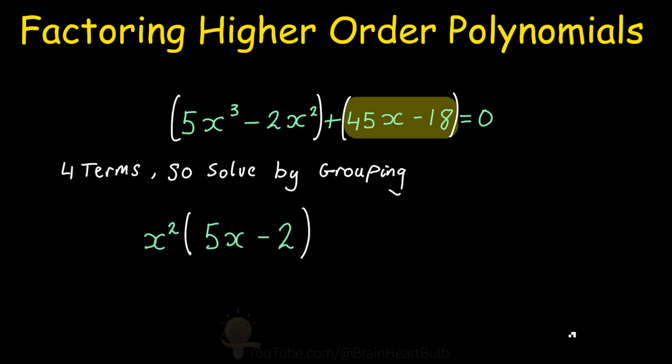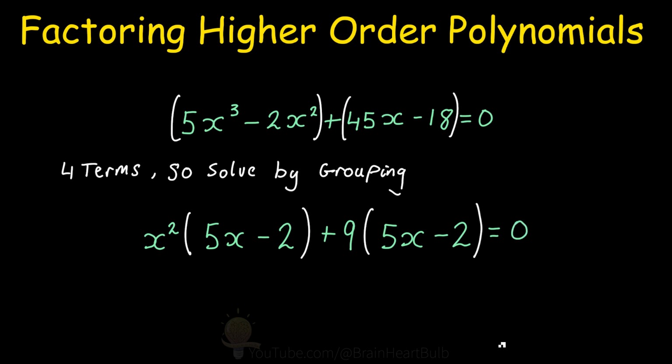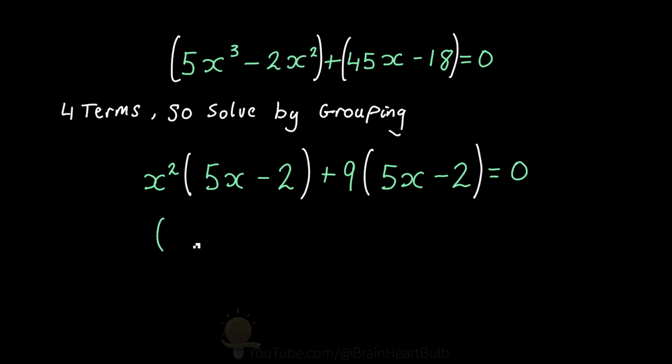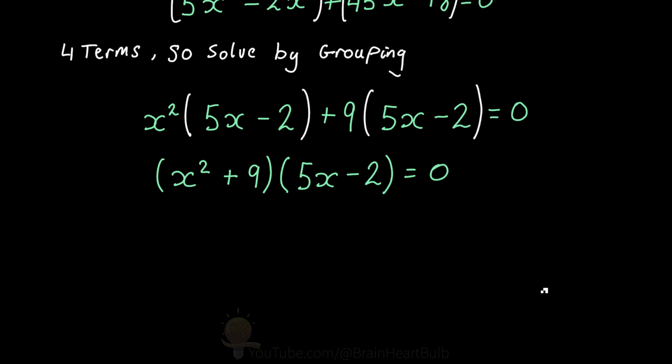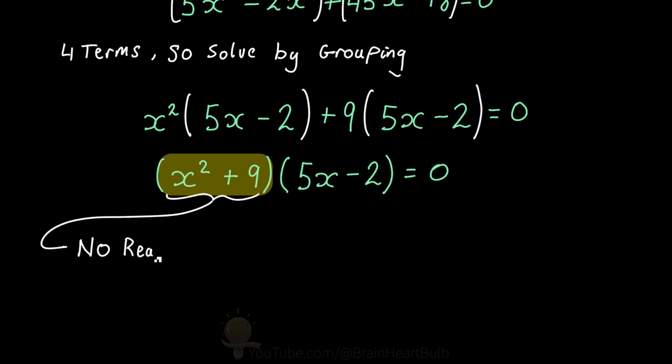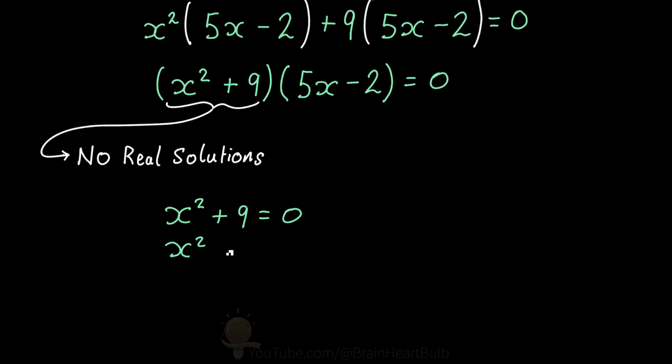Let's do the same for the second grouping. The greatest common factor for 45 and 18 is 9. For the x terms, again we've got x to the power of 0, which is equal to 1. And we end up with x squared plus 9 and 5x minus 2. Now this factor here is not the difference of squares. In fact, this polynomial has no real solutions, but we can apply the zero product property and see that we get a negative root. So what do we do here?